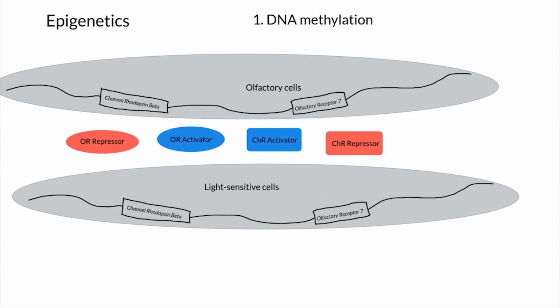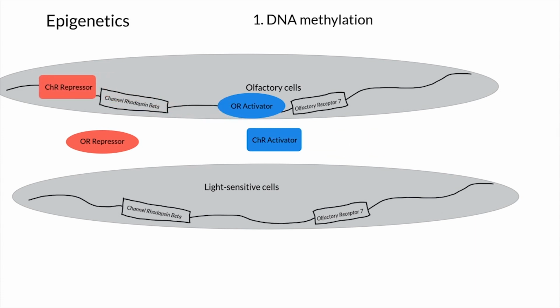The primary way that two different cell types within a given organism regulate gene expression in a differential manner is through transcription factors. Each cell type in the animal expresses a unique suite of transcription factor proteins. In the olfactory cell at the top, OR activators are expressed to turn on the expression of the necessary odor receptors, olfactory receptors for function, and at the same time, channel rhodopsin repressors are expressed to make sure that none of the channel rhodopsin beta protein is made.